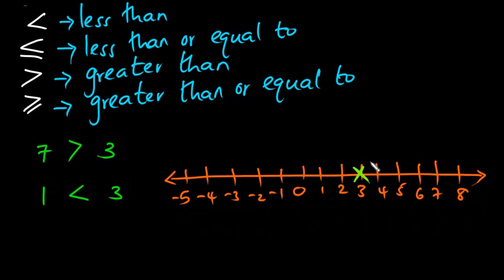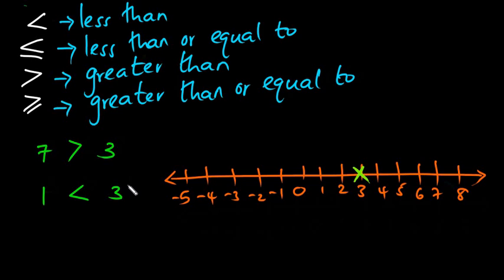Any number that is to the right of 3, moving this way, is greater than 3. Can you see that? 4 is greater than 3, 5 is greater than 3, the same case for 6, 7, and 8, all the way towards the right. What about towards the left? Any number that is to the left of 3 is less than 3. 2 is less than 3, 1 is less than 3, 0 is less than 3, all the way moving towards the left.